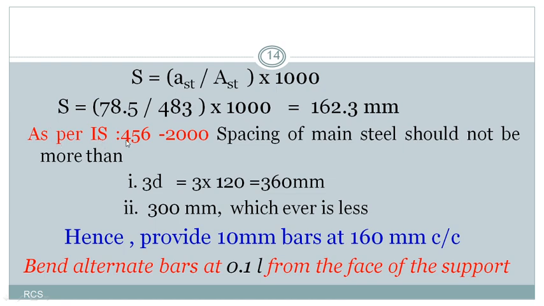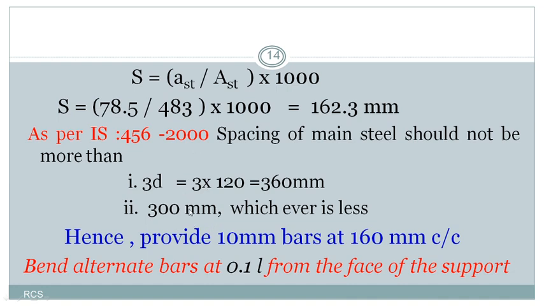So as per our IS 456-2000, the spacing of the main steel should not be more than 3 times d and 300 mm, whichever is less. So if you take 3 times d, that is 3 into 120, that is 360 mm and 300 mm.